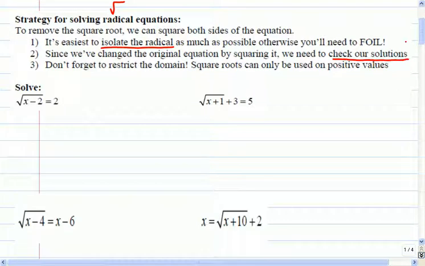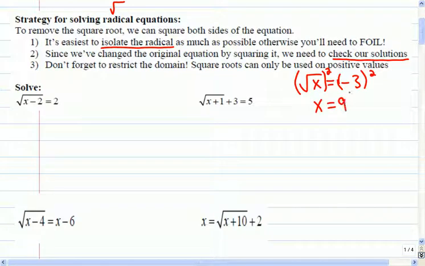The reason we need to check is, for example, if we were to try root x equals negative 3, if I use that method of squaring both sides, then it would tell me x equals 9, which isn't going to work here. So it's still possible, because we changed the equation by squaring both sides, that there is no solution to this original equation, even though it's trying to tell me x equals 9. We still have to check.